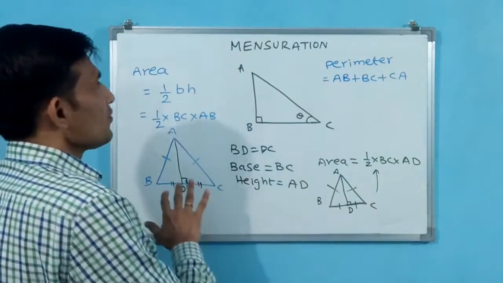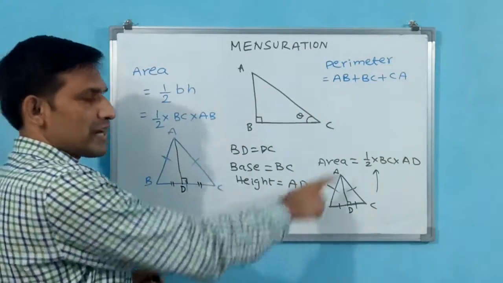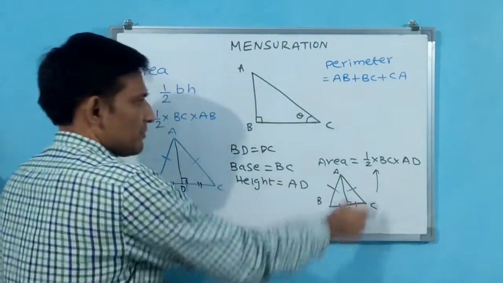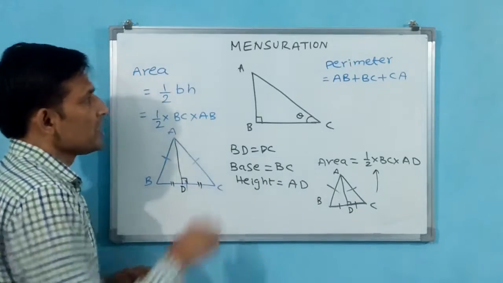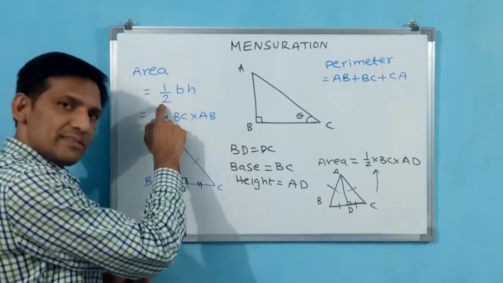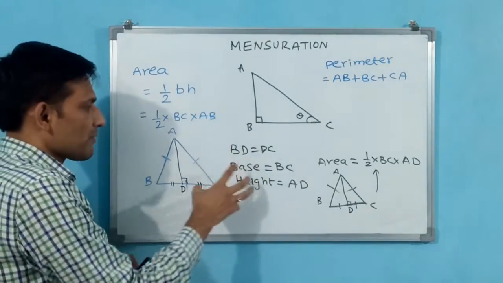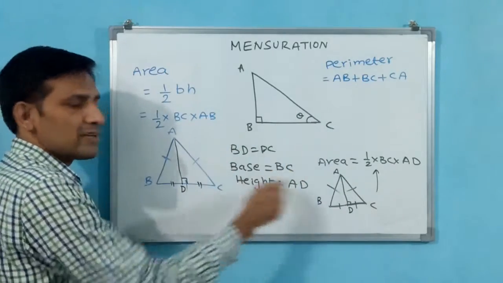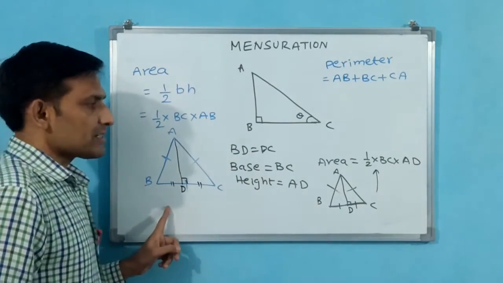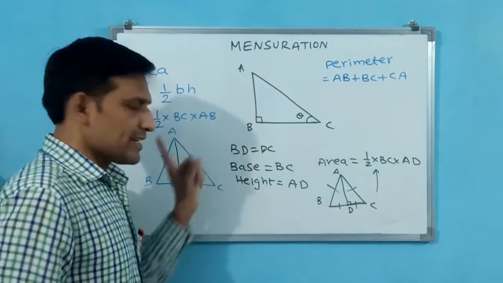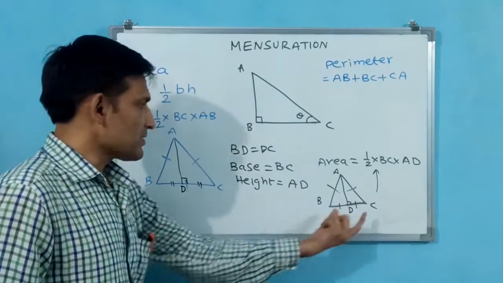Now you have to understand that triangles have the same perimeter, AB plus BC plus CA. The main formula for area is also the same, half base into height, but the calculation of height is different for different triangles. For equilateral and isosceles triangles, the height will be the same. The base is going to change.